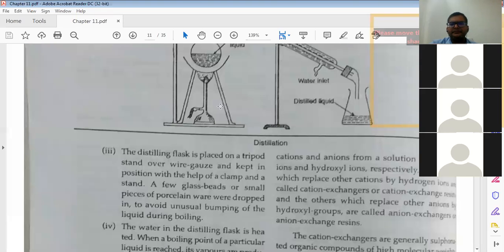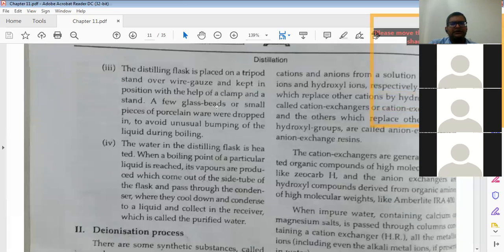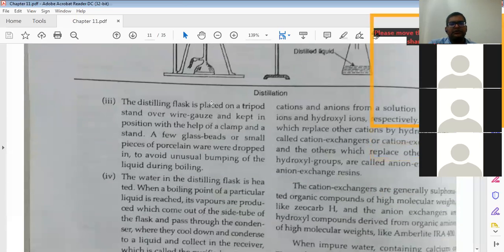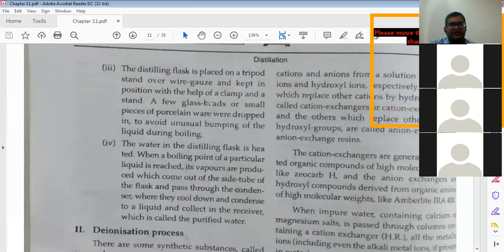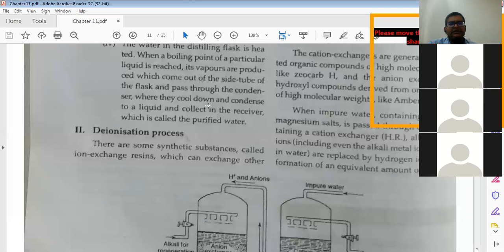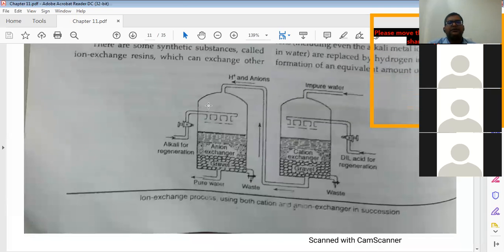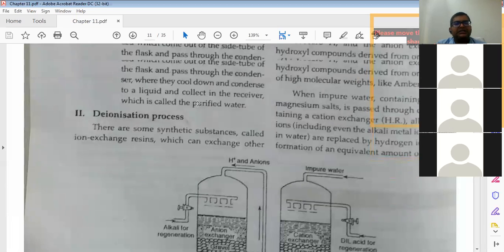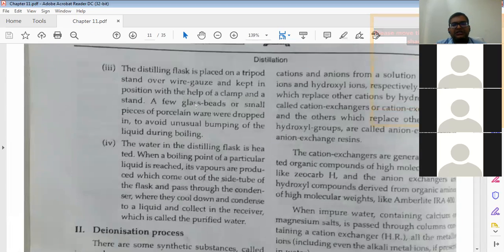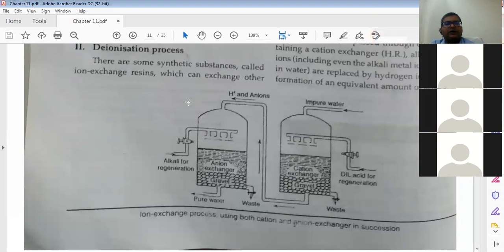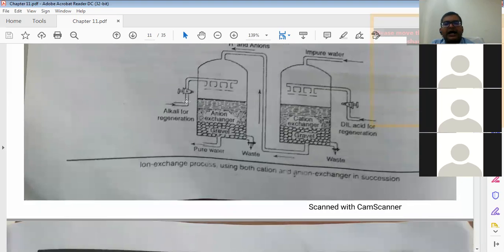You already know about the process of condensation, vaporization or distillation. This is the process. The deionization process is a separate process. Sometimes a question is asked about the deionization process and the distillation process. The distillation process is separate, and deionization is the ion exchange process: purification of water using both cations and anions.